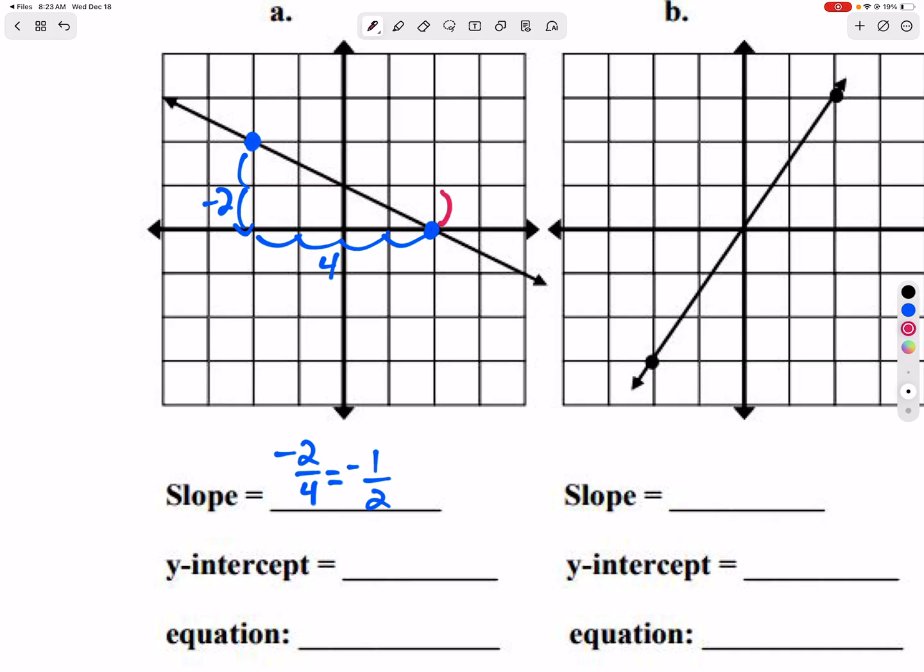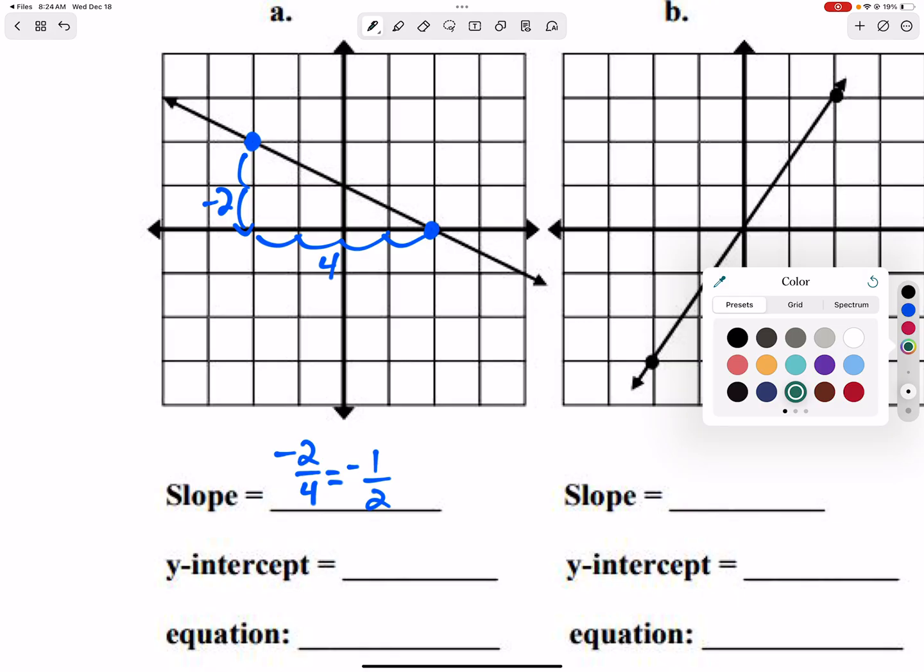Now, say you went the other way. You go up 1, 2, that's +2. To the left, 1, 2, 3, 4. Okay, so that would be still 2/-4 because you're going to the left, and that becomes -1/2. So again, you can go either way, but I would suggest always going left to right. It's easier. Okay, so that was our slope.